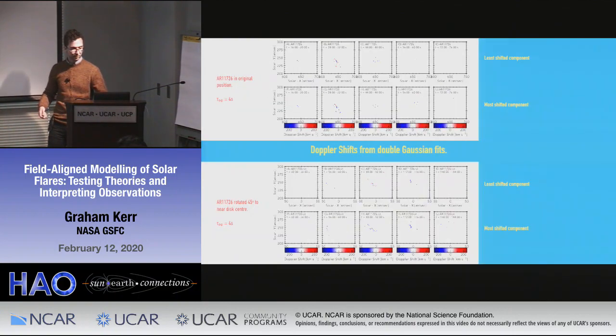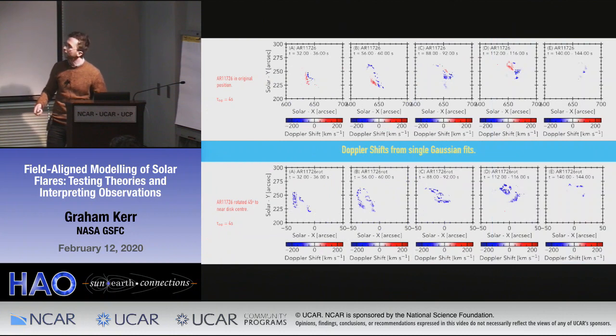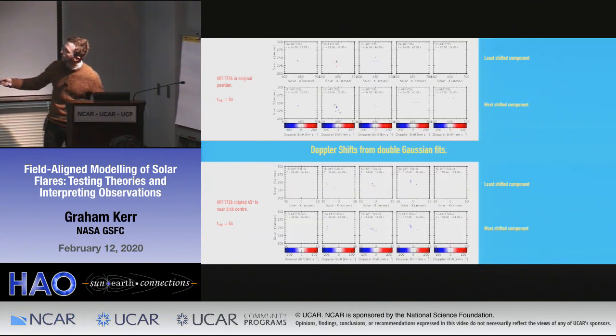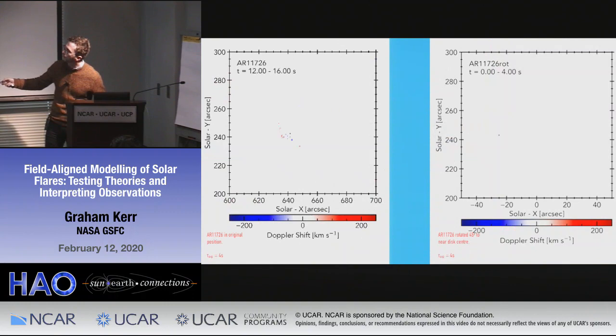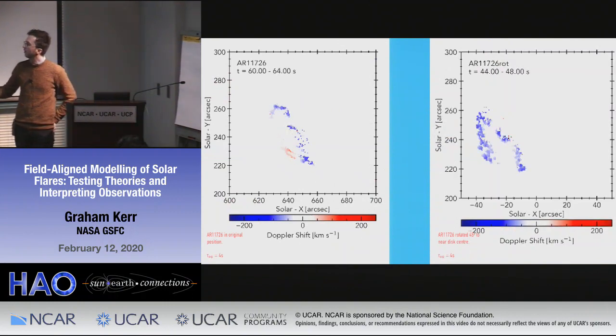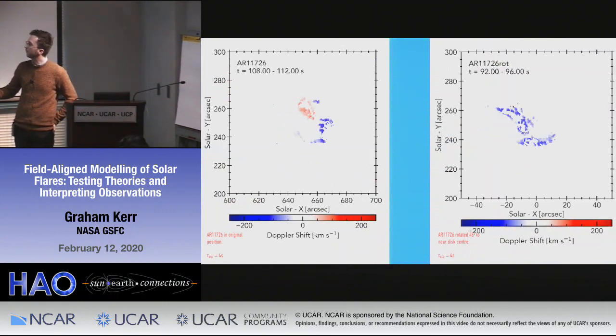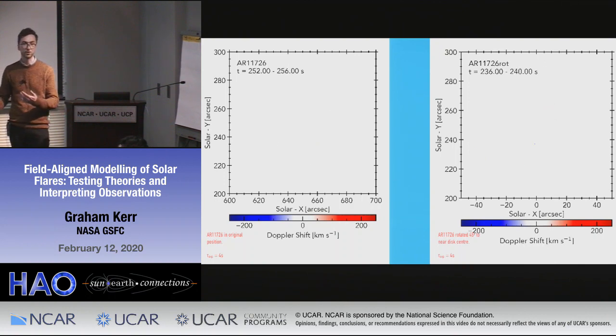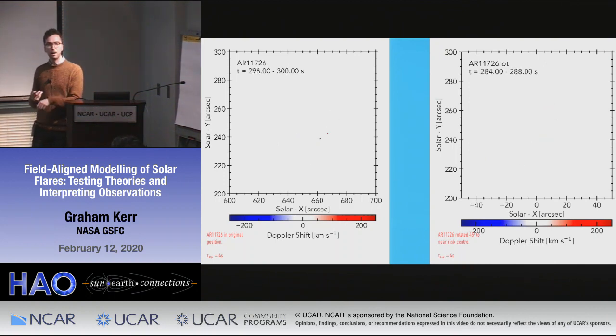These are movies of just the flows in each arcade model. The background image is just the intensity, showing where these redshifts and blueshifts are forming. Z is out. If you just imagine you were looking at an AIA image or an IRIS image, this is what you would see. So all the projections and everything are done properly.